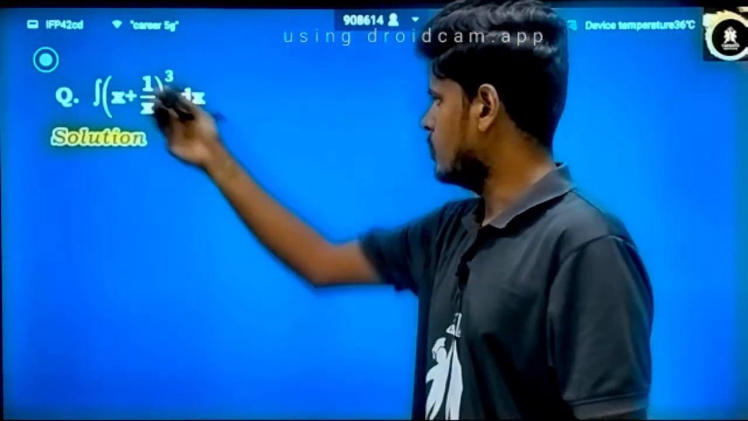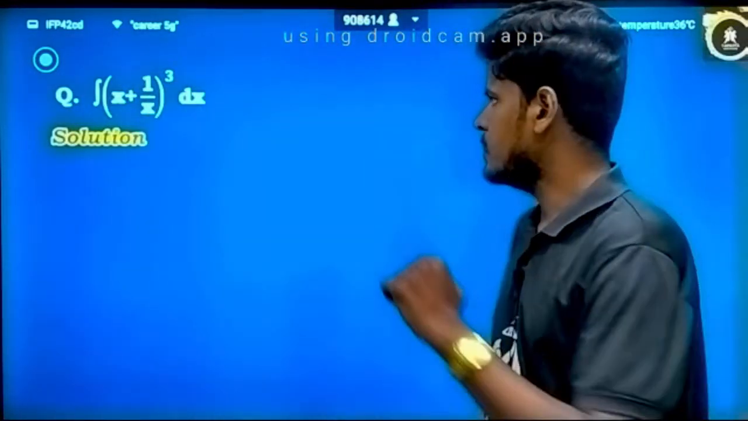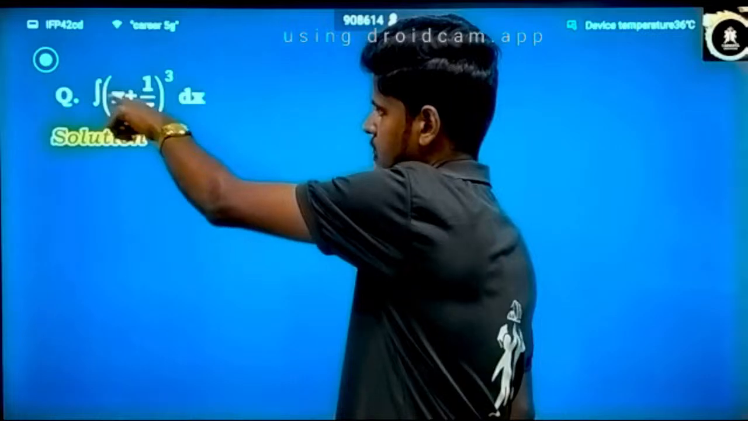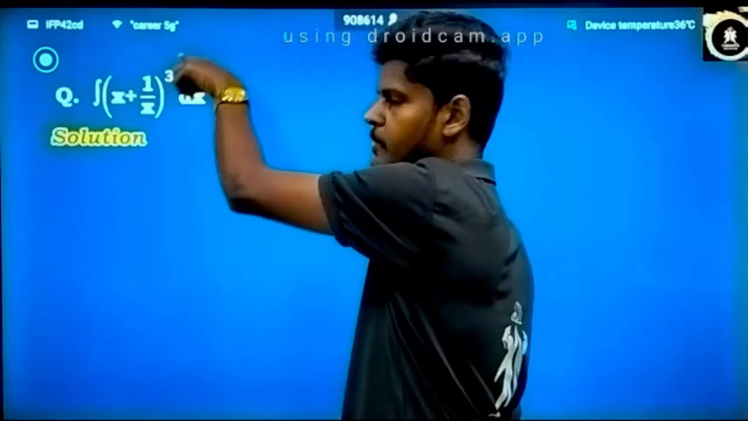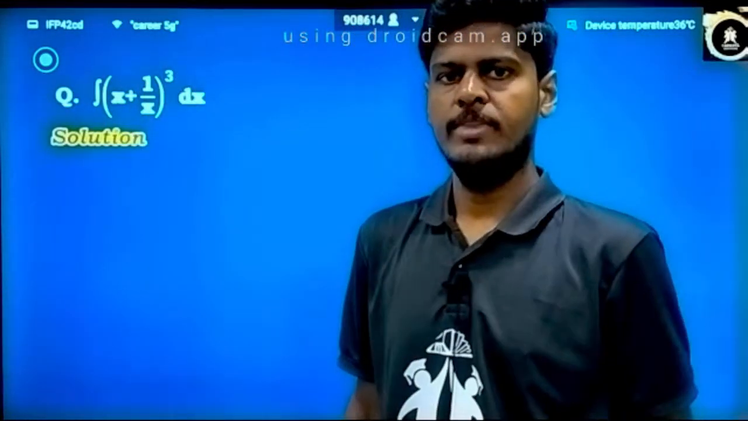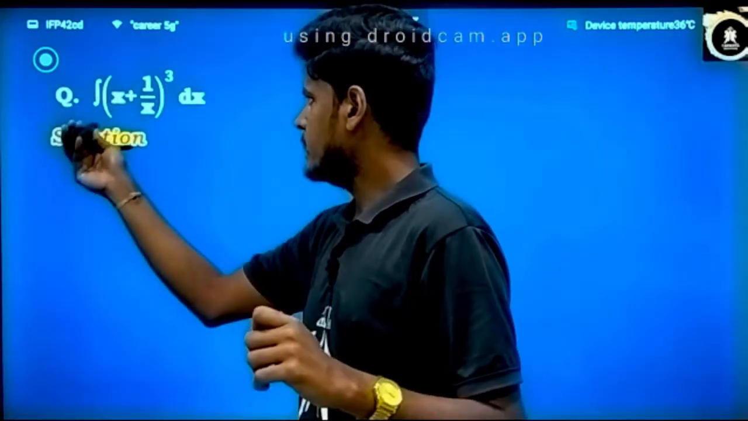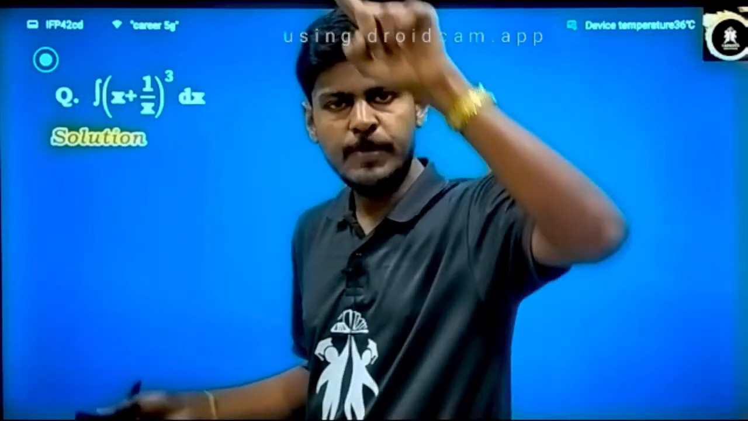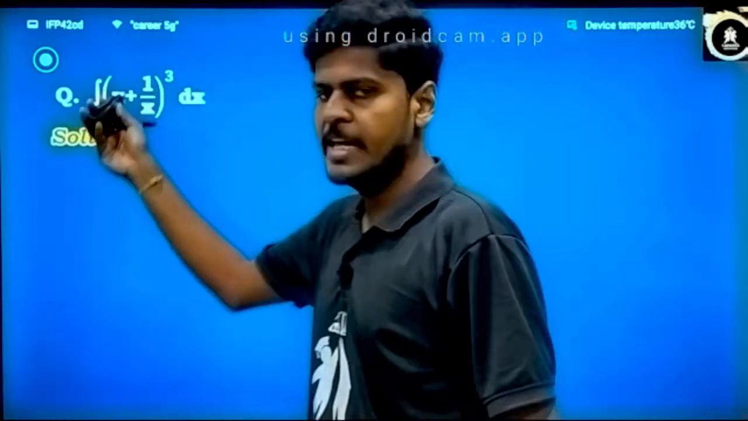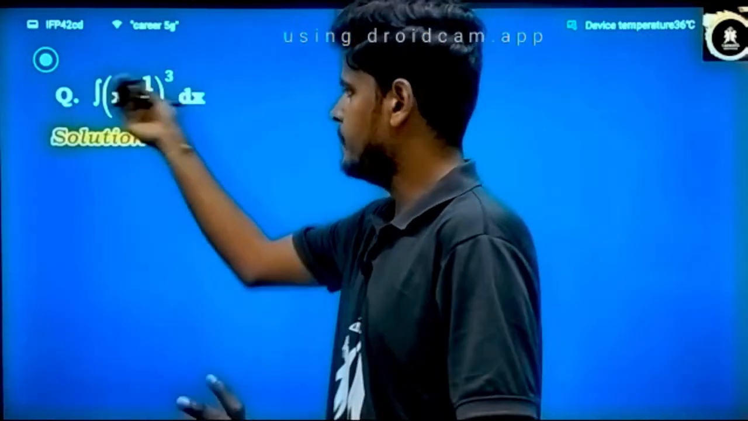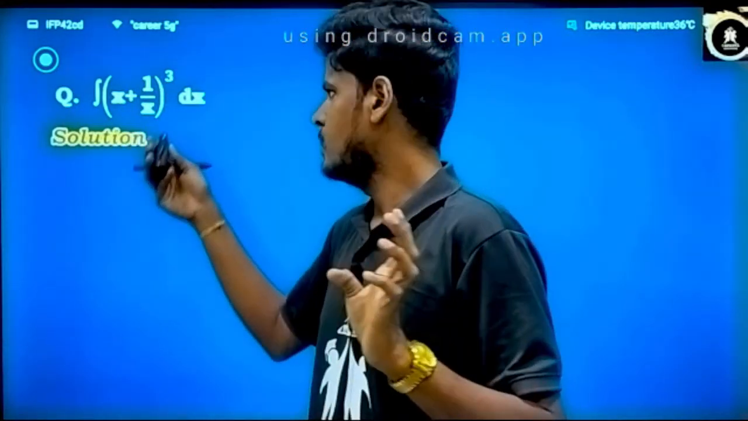Integral of (x plus 1 by x) whole cube dx. Again we should not make the mistake of writing this as (x plus 1 by x) whole power 4 by 4. That is a mistake. Why is that? Because we know the property that the integral of only x power n is known, not some (x plus y) power. It is a binomial expansion. We don't know the formula.